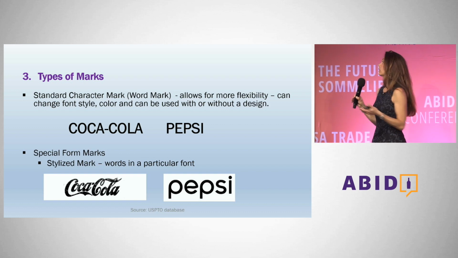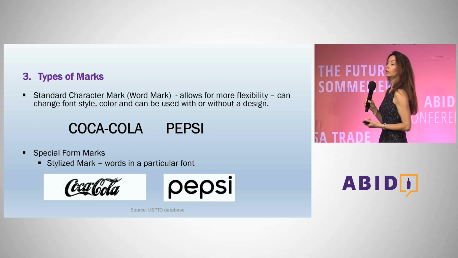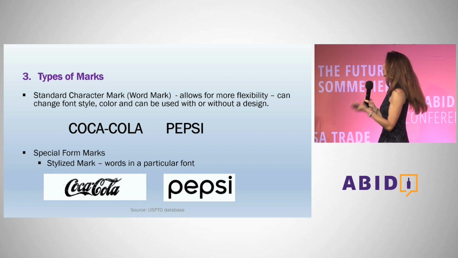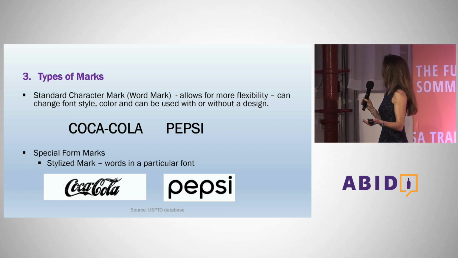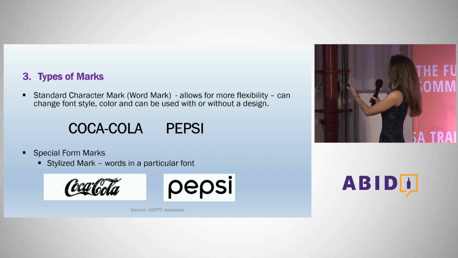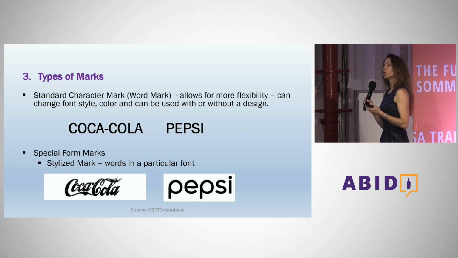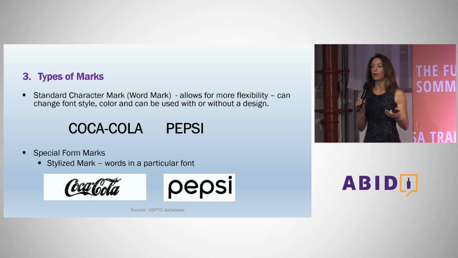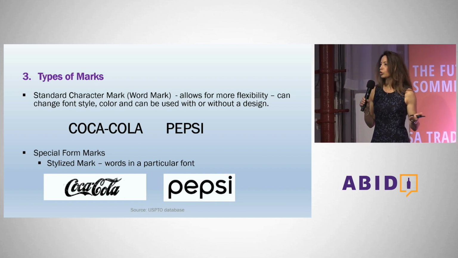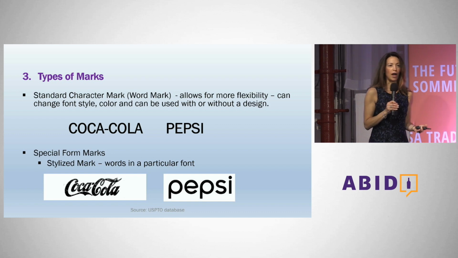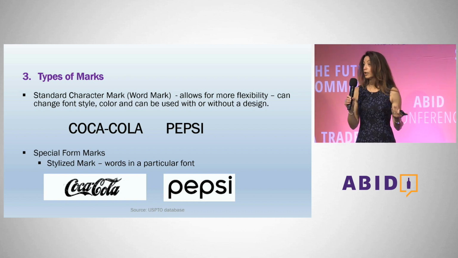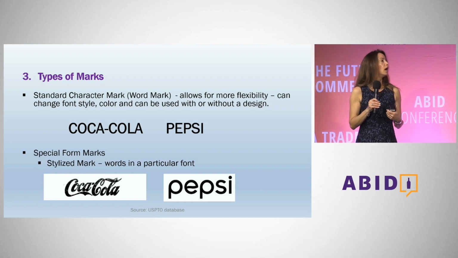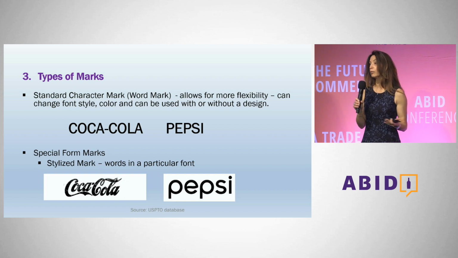If you go with a special form mark, such as a stylized mark, as you look below, Coke has their script logo, and Pepsi has a specific font. So when you do that, what often happens, and no offense to any of the marketers in the room, marketers like to change things up. So they like to change the fonts, they like to change colors, they like to change designs. And as consumers, we like that too, right? You like to have some things change. It doesn't always have to be the same old, same old.